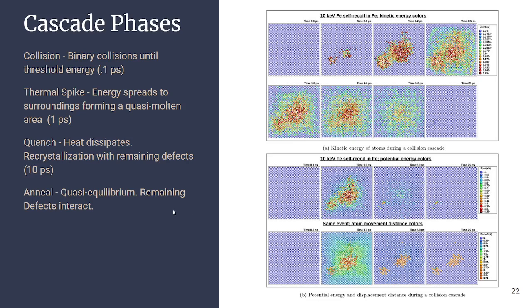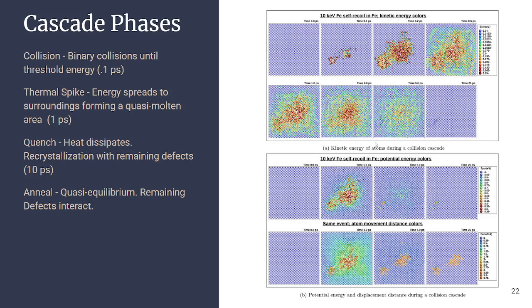And then we have the annealing phase, where we're basically in equilibrium, like where we started, but these remaining defects are going to be interacting with other areas, which is what really matters. This annealing is what happens from the microsecond to years phase as these defects build up and interact with things.